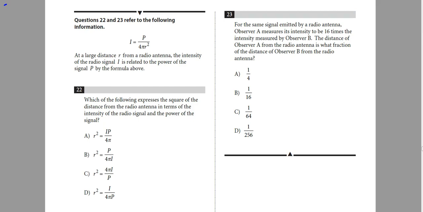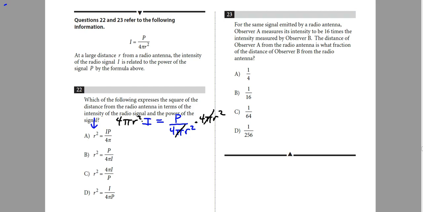It says, which of the following expresses the square of the distance from the radio antenna in terms of the intensity? So basically, you look at all these, they're r squared. So we need to resolve the equation up above for r squared. Right now we have I equals P divided by 4 pi r squared. The first thing I'm going to do is clear out that fraction. I'm going to multiply both sides by 4 pi r squared, which is going to cancel these two on this side.